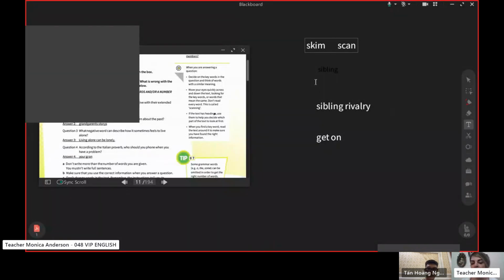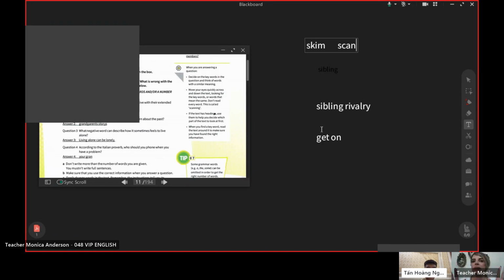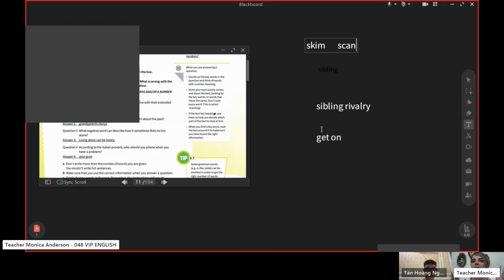First of all, you need to know something. If you skim a text, it means you don't need to pay attention to the details. You only need to figure out the general idea of the text, what's going on here. What's this title? So you don't need to pay attention to dates, numbers, names. But when you scan, you pay attention to all details one by one. You read it carefully to find some detail.